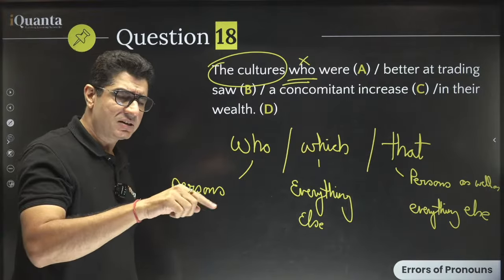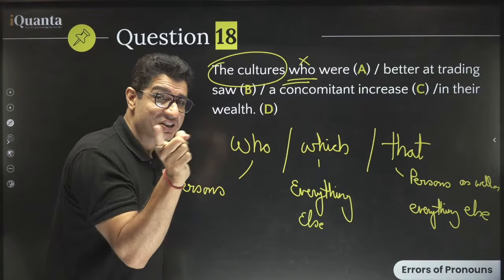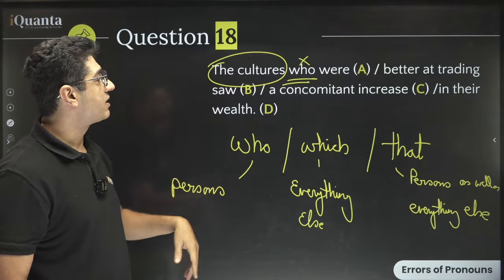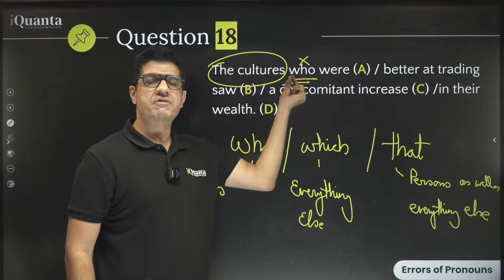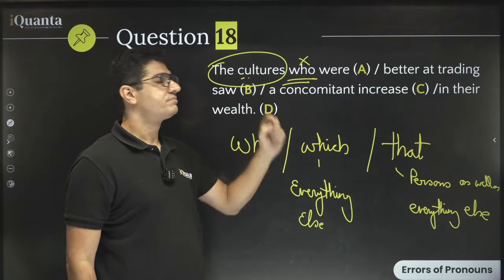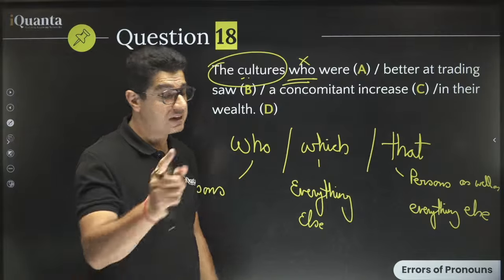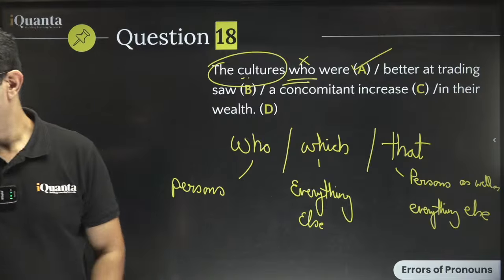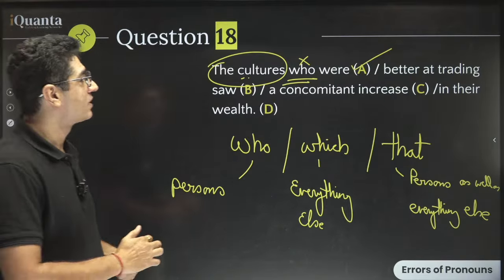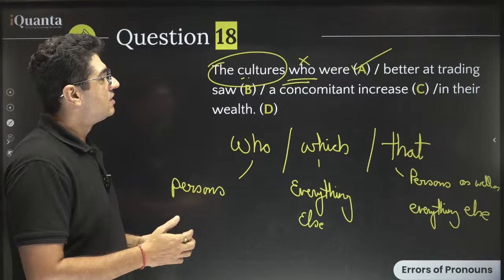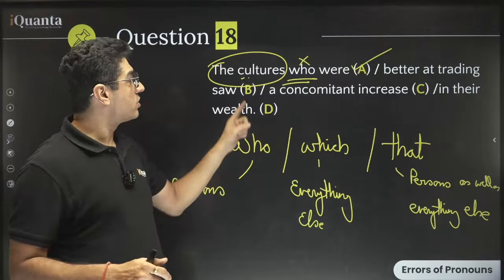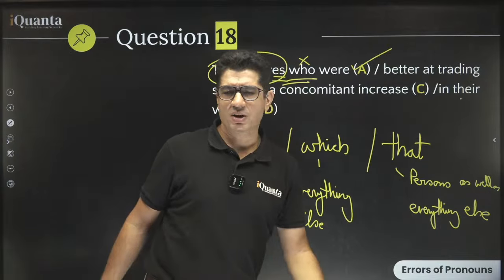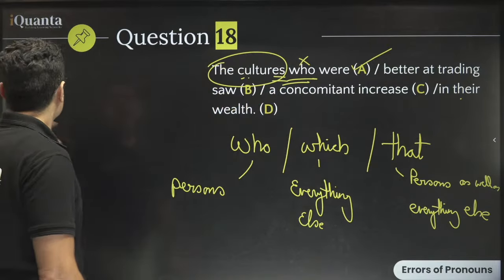I'd prefer that for that restrictive versus non-restrictive thing that you're going to Google after the class. With the cultures that were better at trading saw. So the thing is, who is definitely wrong because not referring to a person, and that is why the answer is A. Okay. In their wealth is absolutely okay because we are talking about cultures. That's a plural noun. Therefore, it has to take a plural pronoun. Right? Next.